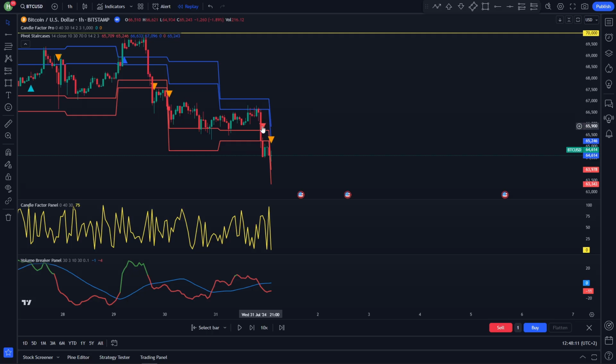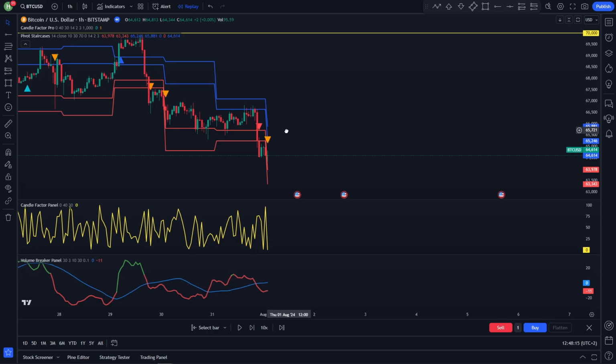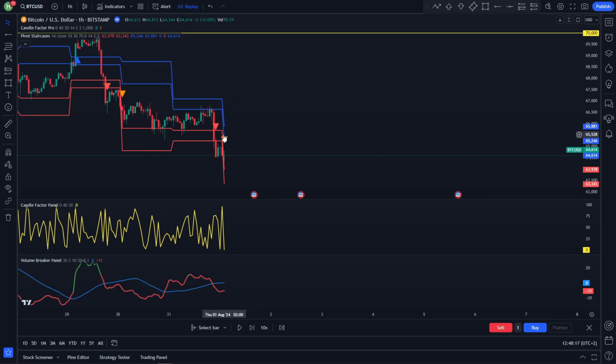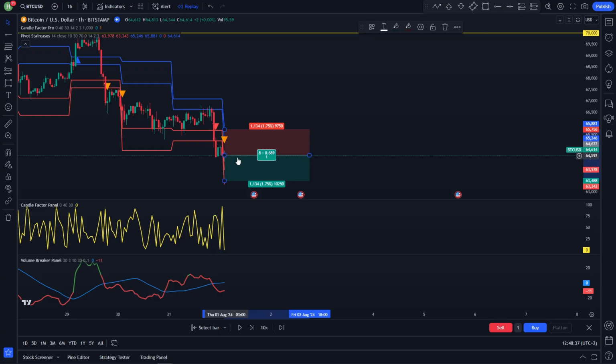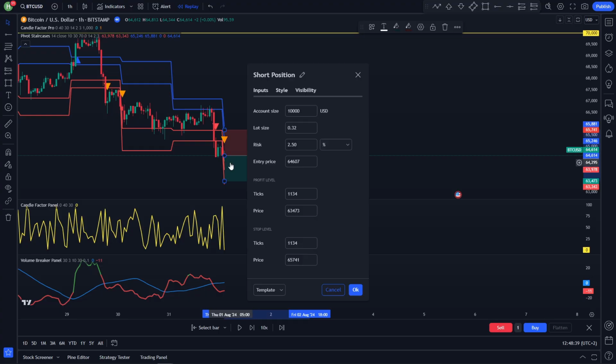It's important that we follow the exact steps, meaning after this we need another sell alert from the Candle Factor Pro. Now once we receive the additional confirmation, we quickly need to check the volume breaker panel to ensure enough bearish volume. From the volume breaker panel, we see a predominantly red line, which aligns with our bearish trend. So once the candle has closed, I will enter my sell trade.